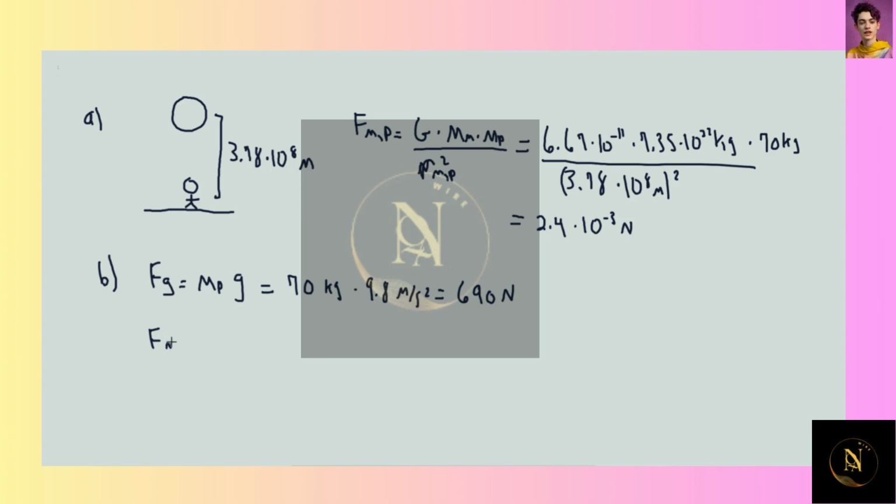So the force that the moon exerts on the person divided by the force that the Earth exerts on the person, so that's just Fg that we just found. So we have 2.4 times 10 to the minus 3 newtons, and then 690 newtons. And so when we evaluate that, we find 3.5 times 10 to the minus 6. So that tells us that the force from the moon is about 1,000,000 times weaker than the force from the Earth.